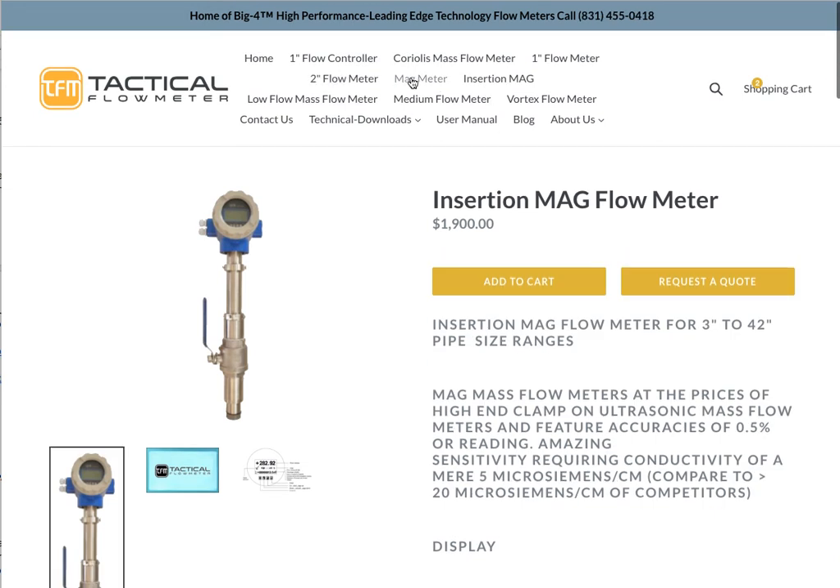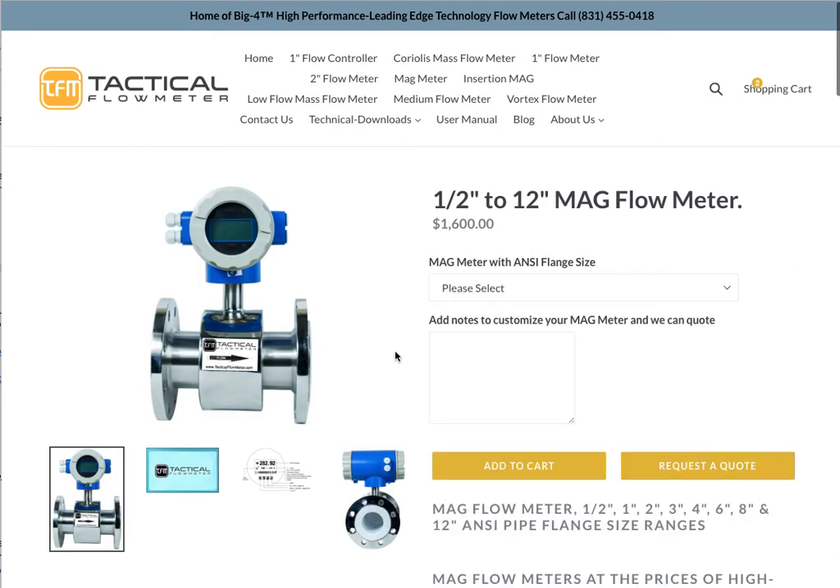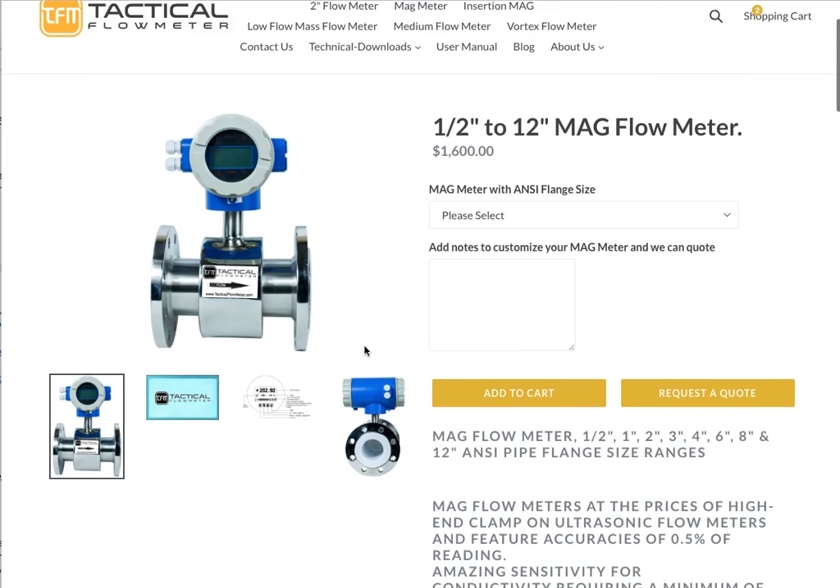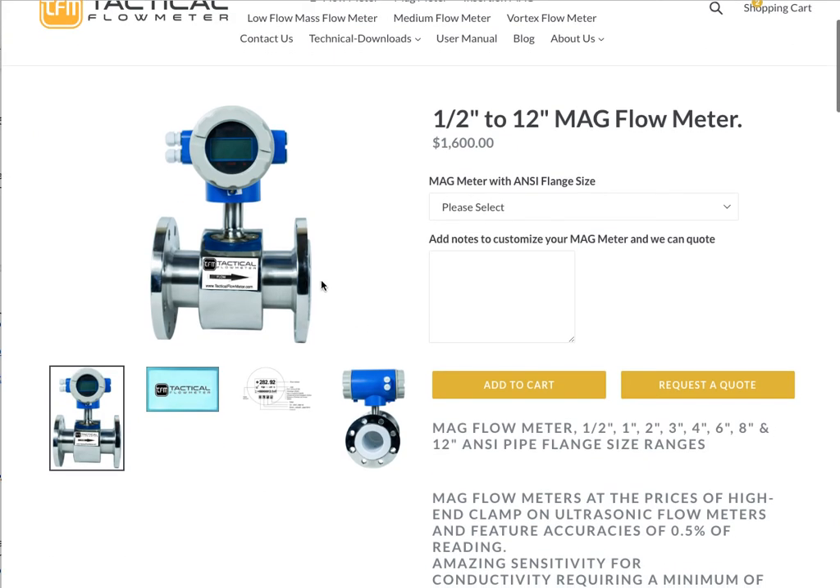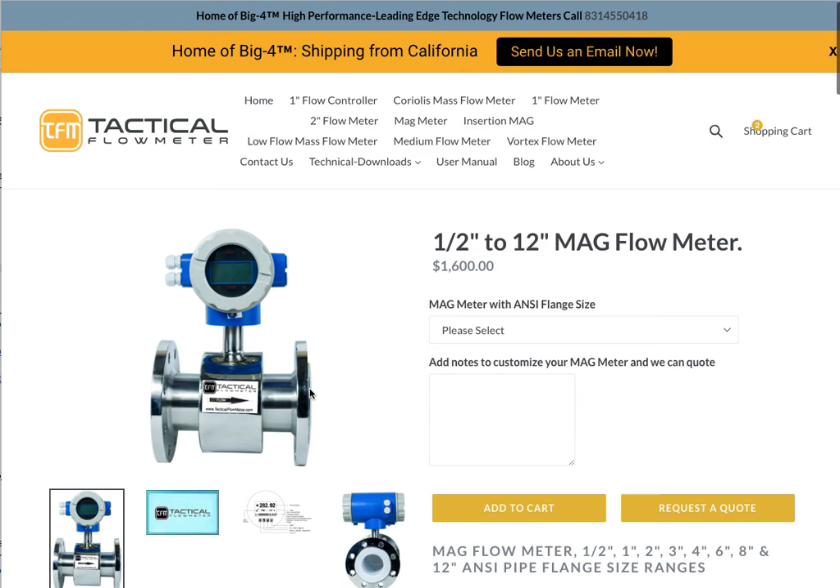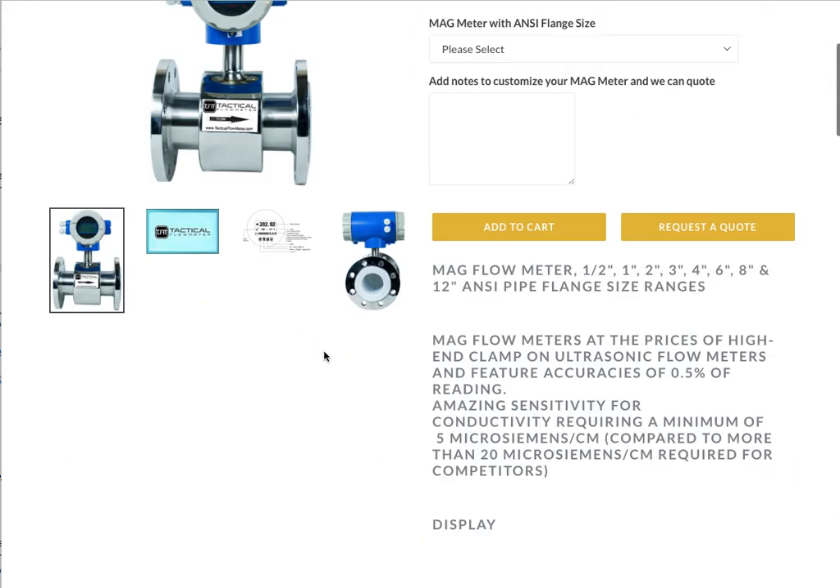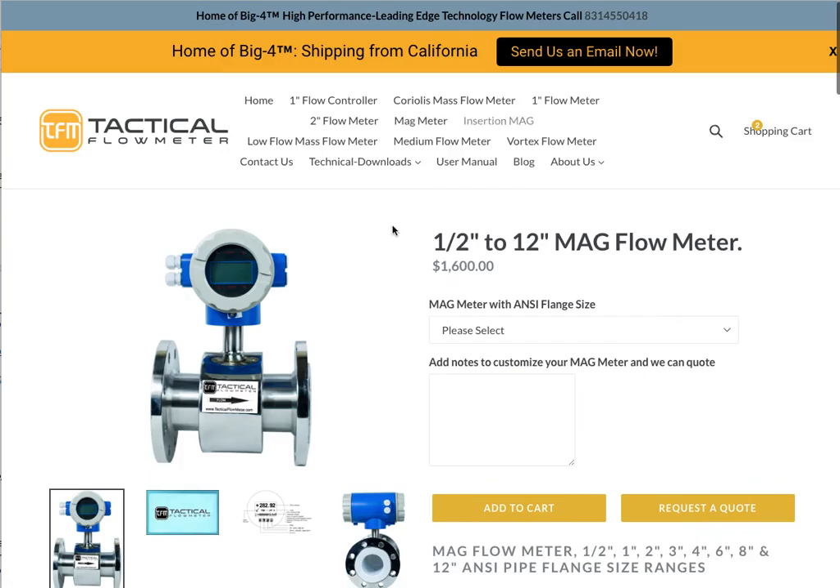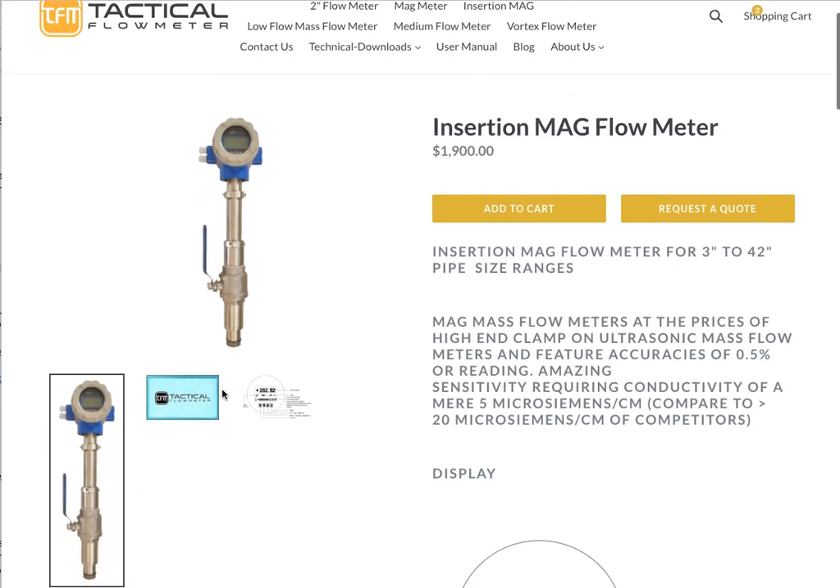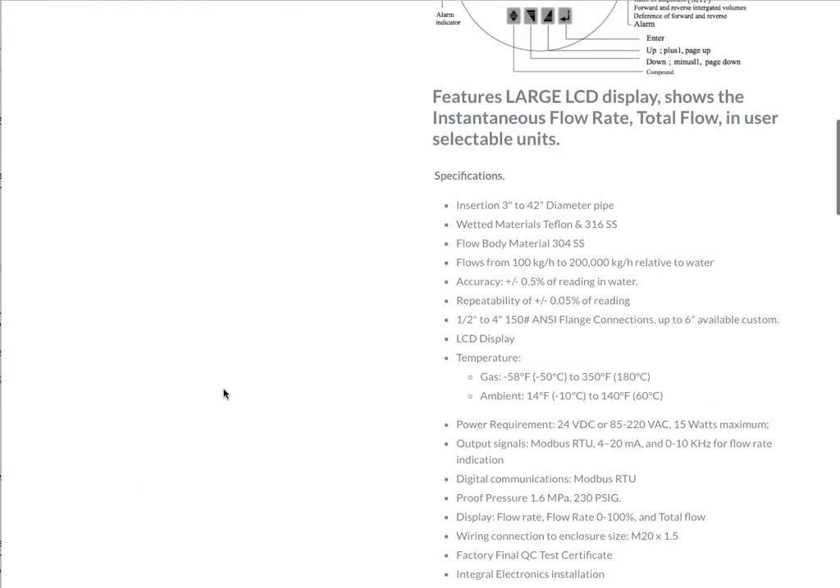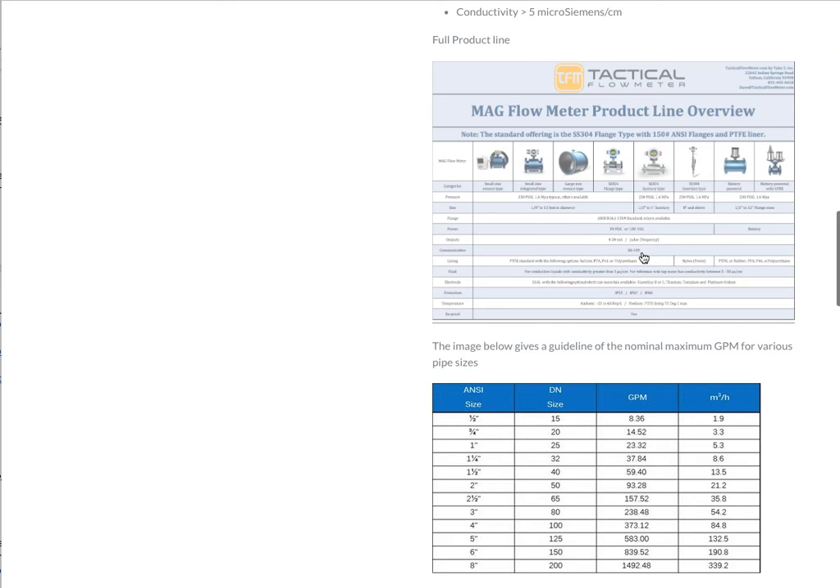You can also look at the insertion mag meter, not the standard mag meter. Because the price of these things is relatively low, putting in an insertion isn't really necessary. The insertions are really good for the larger diameters, and when you want to take them out and review them.